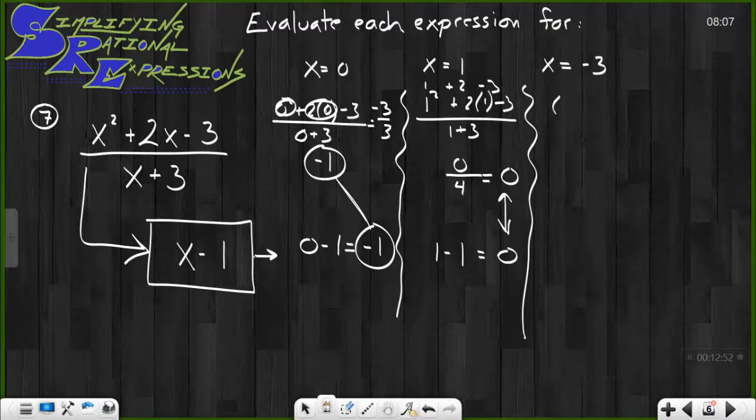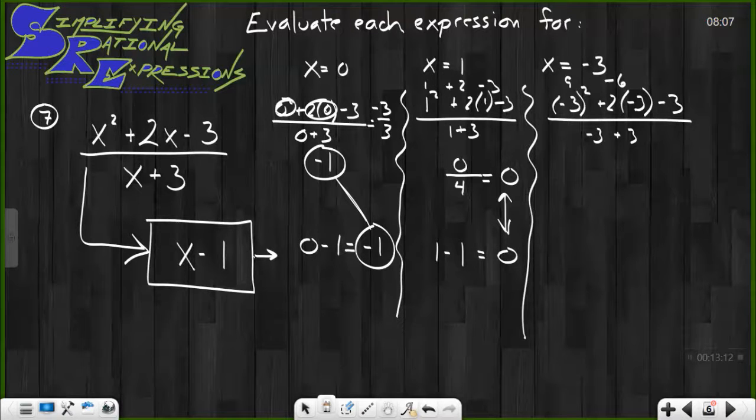Let's go -3. Make sure you put parentheses around your -3 when you square it. Otherwise, your calculator will tell you the wrong result. All right, but let's just plug all this in. And on the bottom here, I've got -3 plus 3. And let's simplify this. -3 squared is 9. 2 times -3 is -6 minus 3. Okay, in this case, I get 9 minus 6 is 3. 3 minus 3 is 0. All right, so that gives me 0 on top over -3 plus 3 is 0 on the bottom. All right, so I get 0 over 0.